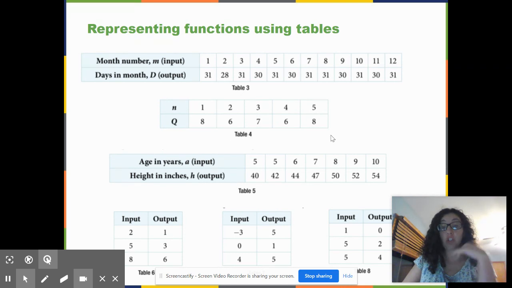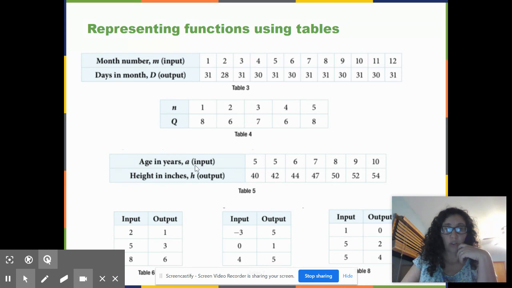Let's look at this one. We could call this relation G, right? Is this a function? What's G of 3? G of 3, we go over here to the input value, and the output is 7. So G of 3 would be 7. Even though we're using some different numbers here, right? N is our input and Q is our output. That's okay. How about down here?